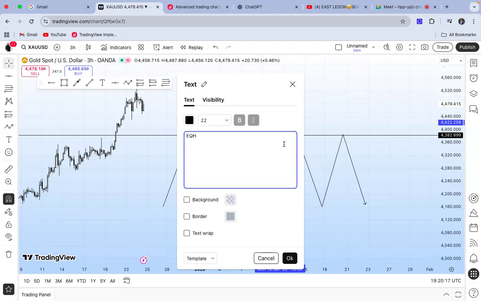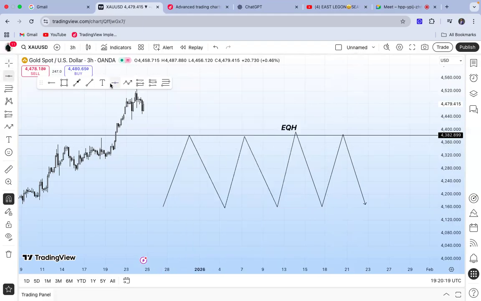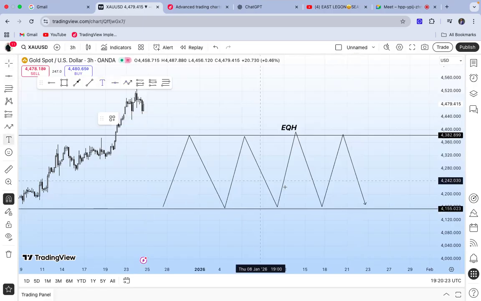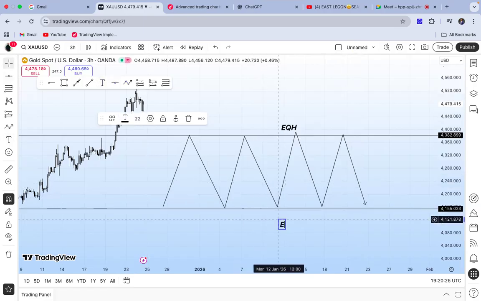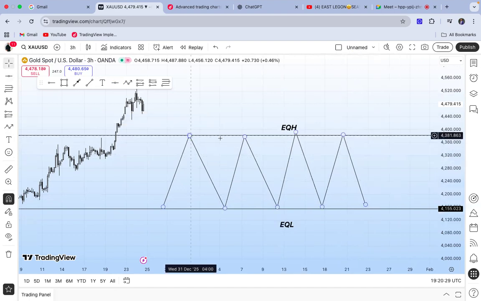Equal highs. And then the bottom, we call that one equal lows. So what we mean is that all the highs are aligning around the same price. It's not always the case that it will be exactly the same price, but you see that the difference isn't much. Most of the highs are around the same level, and it's the same with the lows.